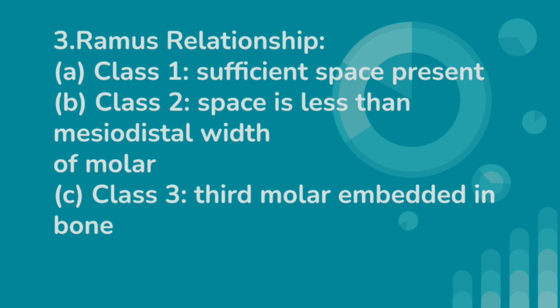Now we are coming to the ramus relationship classification. Class 1, sufficient space will be present. Class 2, the space is less than the mesiodistal width of the molar. Class 3, the third molar is embedded in the bone, inside the bone itself.